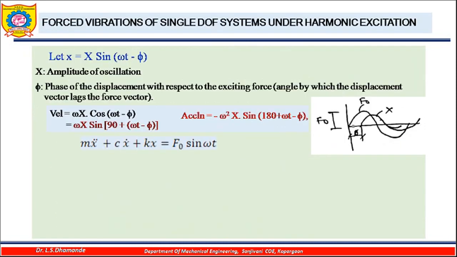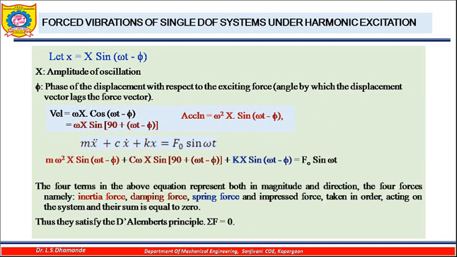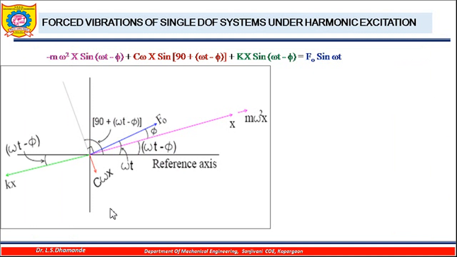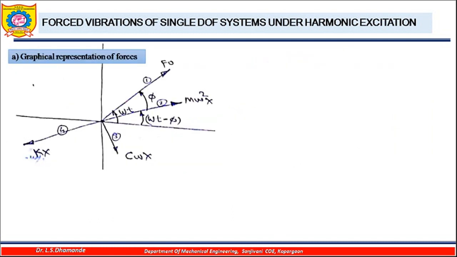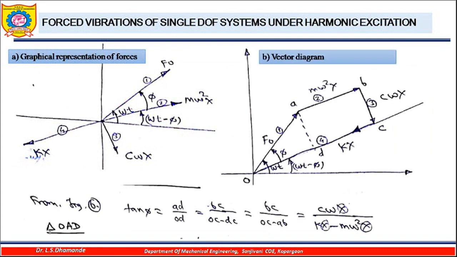For that we are using the vectorial representation of the forces. When we do the vectorial representation of these forces, the forces will look like this, and when we draw the force polygon, it becomes a closed polygon, so the system is in equilibrium. We have drawn it clockwise; if you draw it anti-clockwise, it will give the same output. Now we first find the angle phi, that is the phase difference between the displacement and the excitation force.